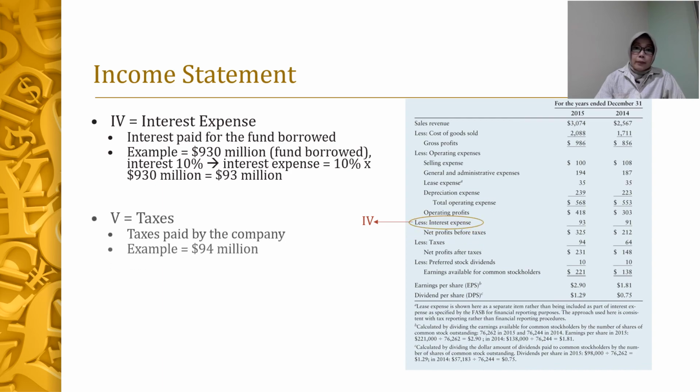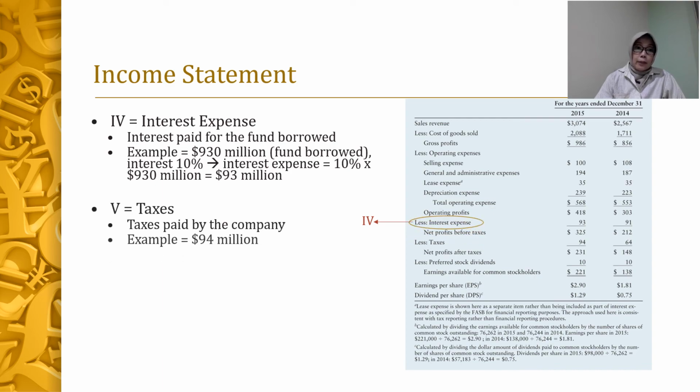The fifth one is taxes. Taxes is the tax paid by the company. In this example, the tax that needs to be paid by the company is $94 million.